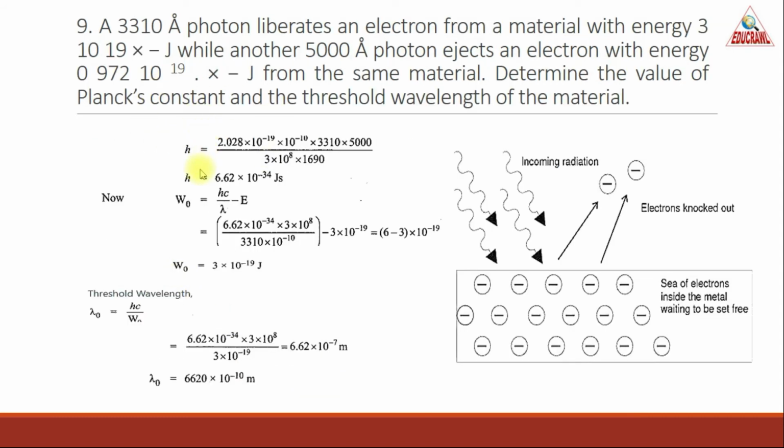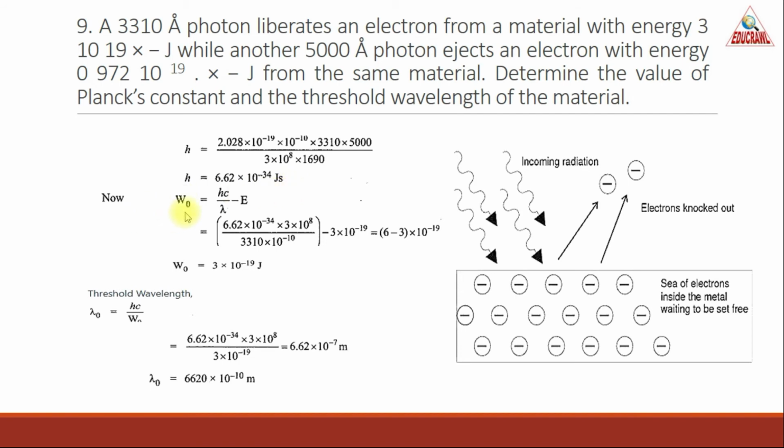Hence, the h value is equal to 2.028 into 10 power minus 19 into 10 power minus 10 into 3310 into 5000 divided by 3 into 10 power 8 into 1690. Simplifying this, we get the h value as 6.62 into 10 power minus 34 joule second.